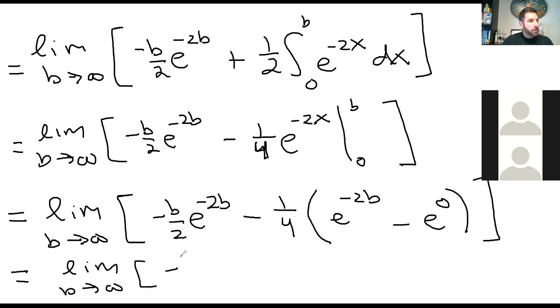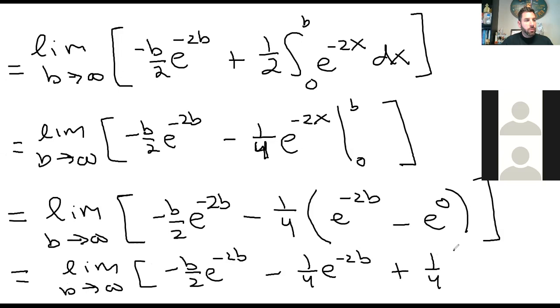Cleaning this up: this is negative b over 2 e to the negative 2b. This is minus 1/4 e to the negative 2b. And then this becomes plus 1/4, because if I distribute that 1/4, a negative and a negative 1 becomes positive. Remember, e to anything raised to the power 0 is 1. So that's how I have this 1/4, this e to the 0 goes away. Does anybody have a question about this?